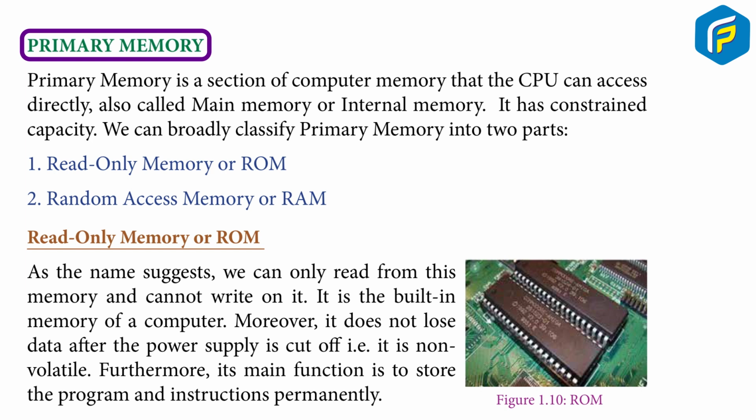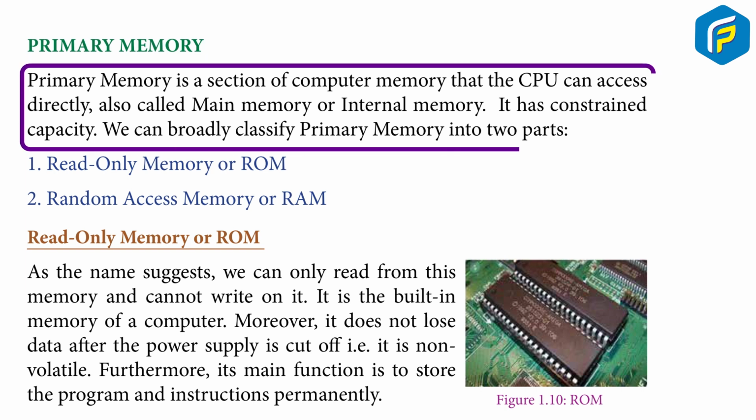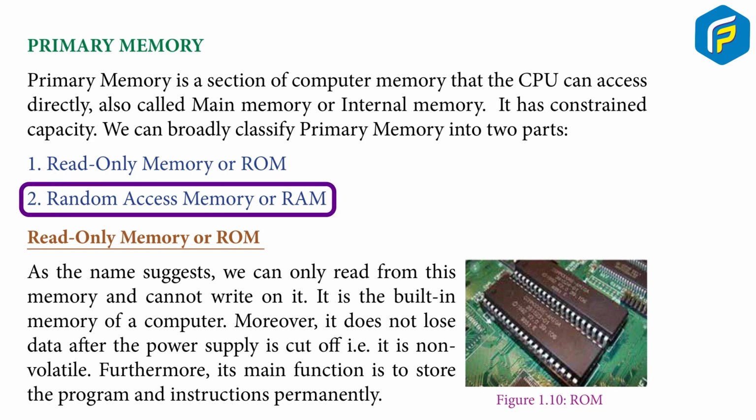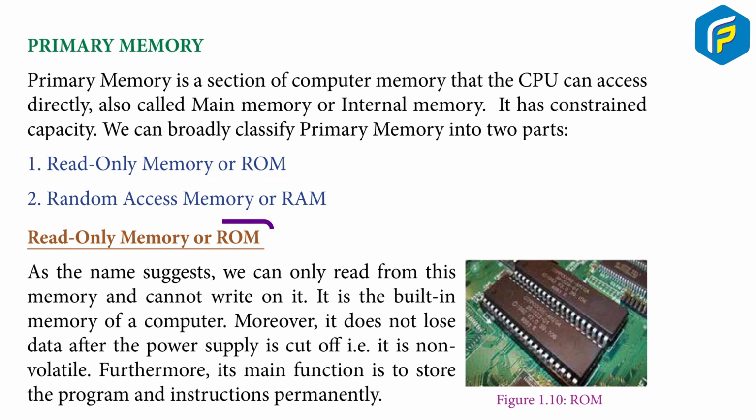Primary memory. Primary memory is a section of computer memory that the CPU can access directly. Also called main memory or internal memory. It has constrained capacity. We can broadly classify primary memory into two parts: 1. Read-only memory or ROM. 2. Random access memory or RAM.